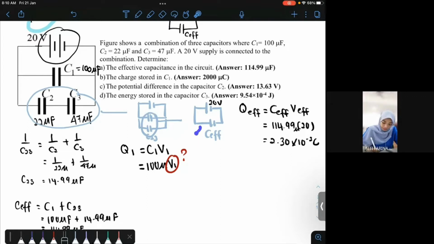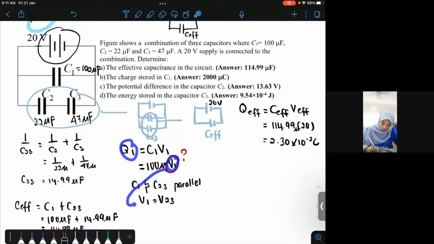So kita kembali ke sini. How did you get the C effective? Adalah hasil gabungan C1 dan C23 in parallel. Okay. So C1 and C23 parallel. So kalau parallel, V mereka kena sama. V1 akan sama dengan V23. Yes, indeed, we need to know the value of V1 so that we can find Q1 ini.